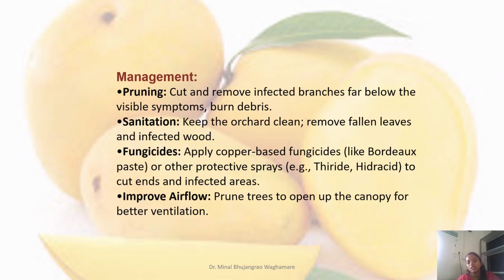Coming to the management, in general, we should remember that for most horticulture crops, the management is mostly pruning. What is pruning? We remove or cut the infected branches or twigs by cutting below the site of infection, up to 7 to 10 centimeters. And after the pruning, if you apply any copper-based fungicide, it will show effective management for such diseases. Coming to sanitation, we have to clean the plantation, and remove the fallen leaves and infected wood.